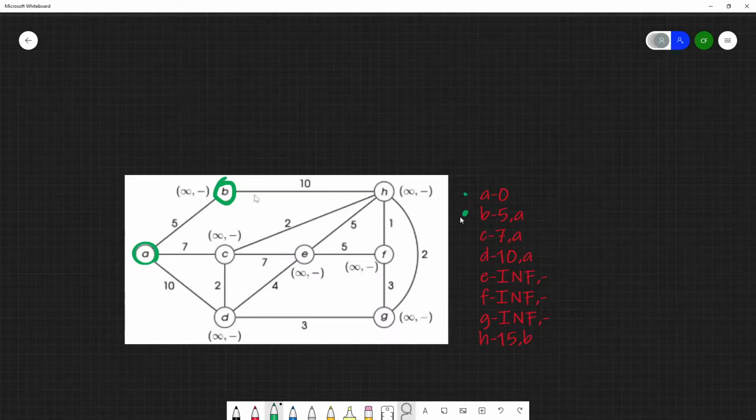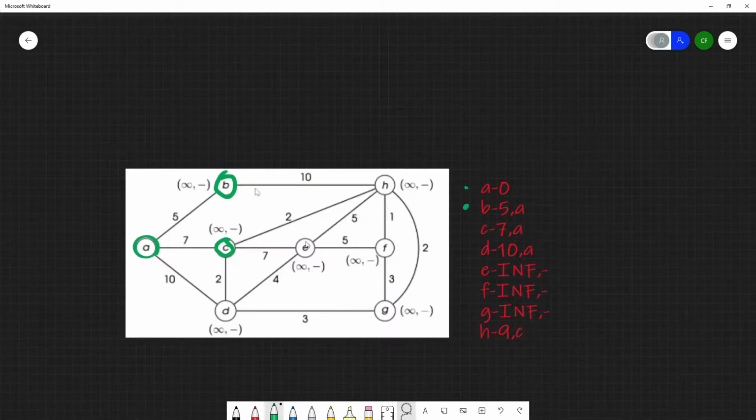The next one that hasn't been explored is C. C being here. Now C can get to H by a value of 2. We have to add on the 7 because this is the total cost, which is 9. So C actually has a path to H which is 9, better than the 15, so we overwrite it and say C. Similarly, it can get to D by a value of 9. That's better than what we had, so we overwrite that from C.